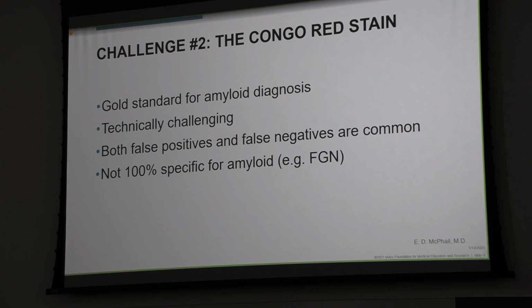And another problem that we became aware of recently is that we used to think it was 100% specific for amyloid. In fact, it's not. There are rare diagnoses like fibrillary glomerulonephritis that are Congo red positive. It's a fibrillary disease, but it's not amyloid. So again, you need to make sure someone who is an expert is looking at this.